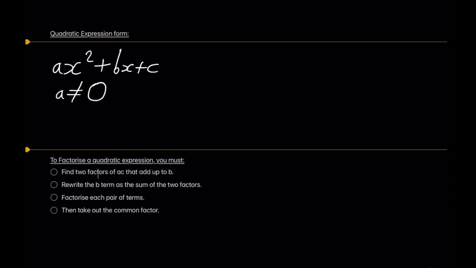So we'll do it step by step. Step 1, as I've said here, is to find two factors of AC that add up to B. So what do I mean by that? I'll show you. AC is the same as A times C. So we basically need to find two factors of AC which add to give B.